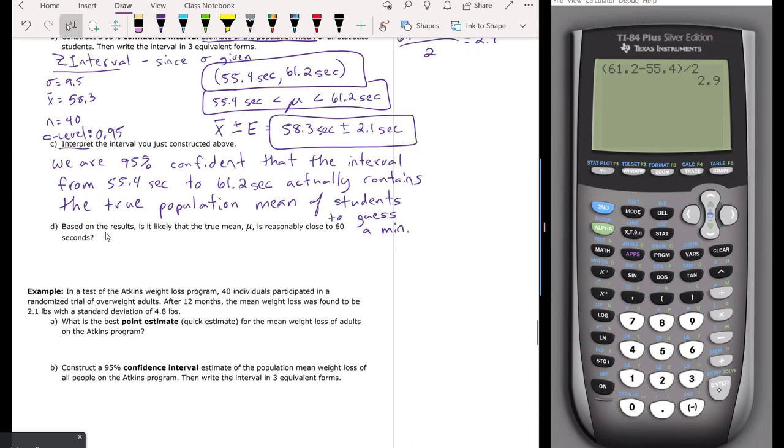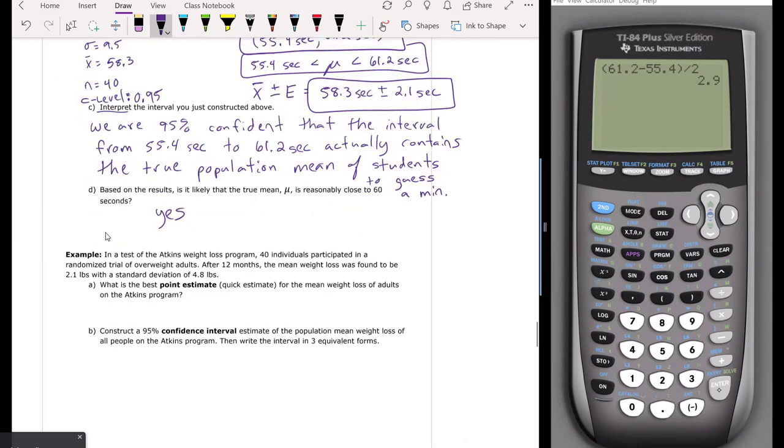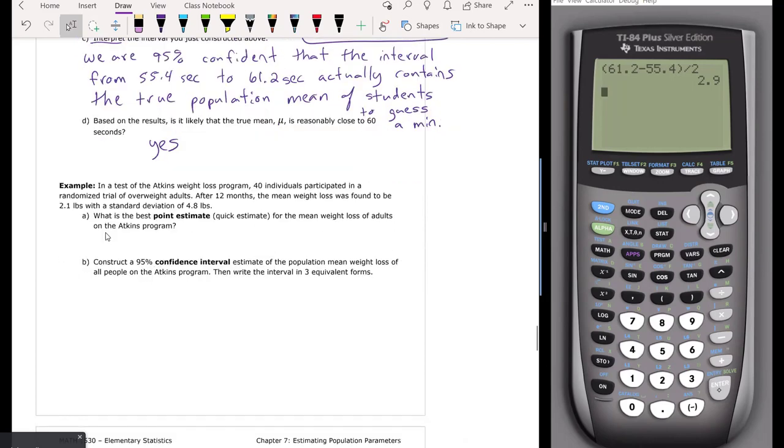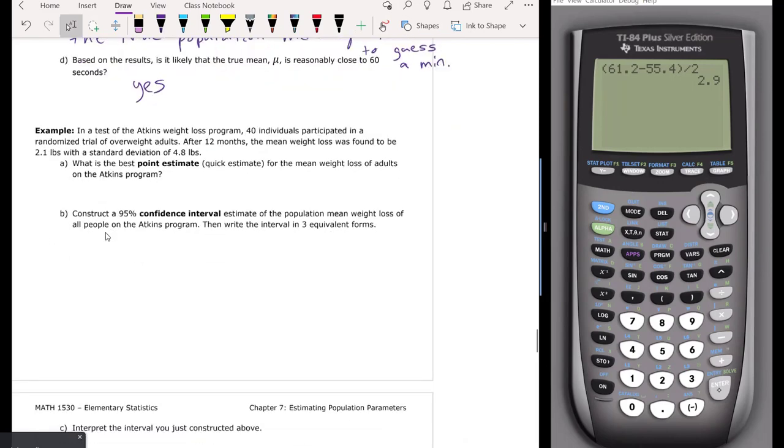And then this next part says, based on the results, is it likely that the true mean, mu, is reasonably close to 60 seconds? Your range actually includes 60 seconds in it. Like 60 is between 55.4 and 61.2. So I would just say yes, since 60 is in the middle of those two. You would say probably yes, it is reasonably close. Your interval is kind of straddling the 60 seconds, so you are really close to about 60 seconds there. Okay, let's look at another problem here.